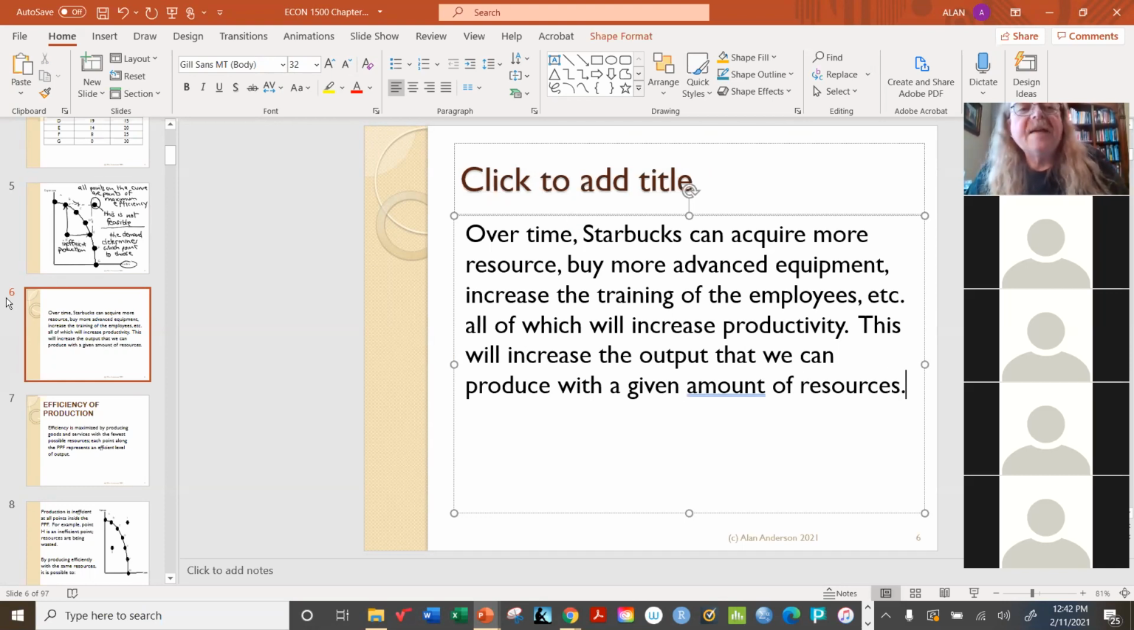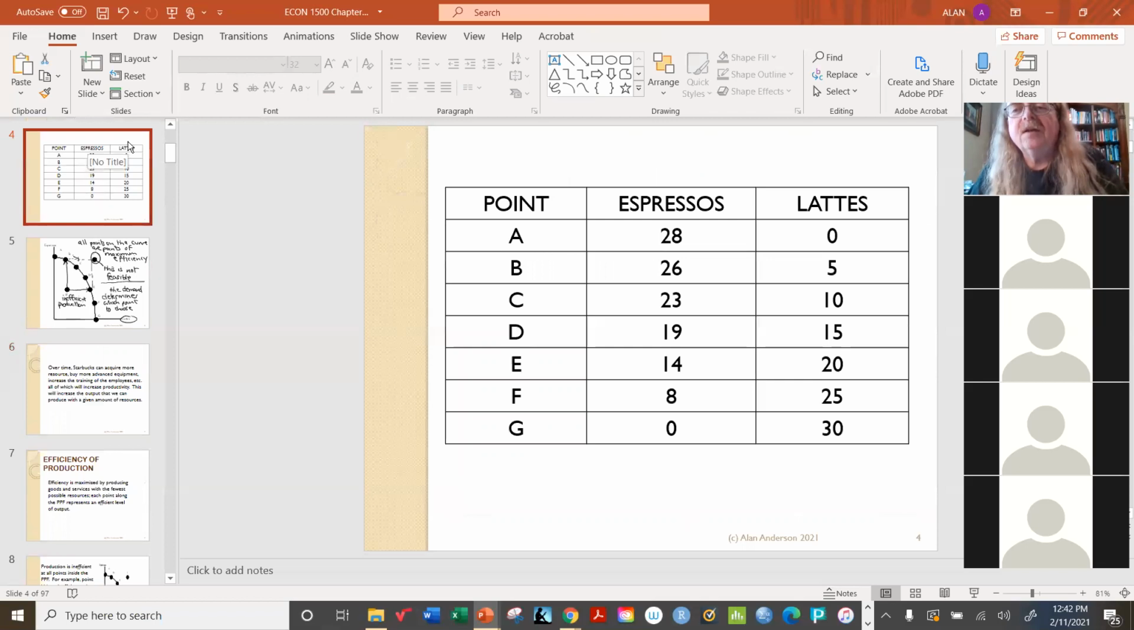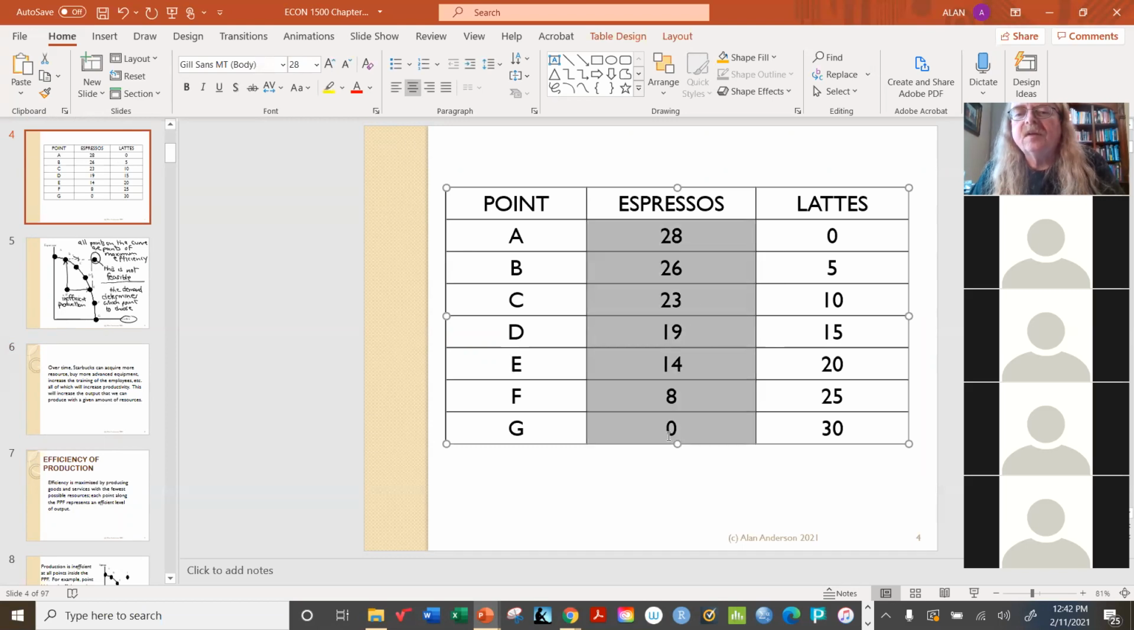So in other words, if this is happening, imagine them coming in and saying, you know, these old espresso and latte machines are wearing out. Maybe we should buy some new ones. What would you expect to happen to the numbers in this chart if they buy better equipment? You'd be able to produce more. Yes, the numbers would go up. Like, let's say I add 2 to each number in both of these columns. Why? Because I have better equipment.